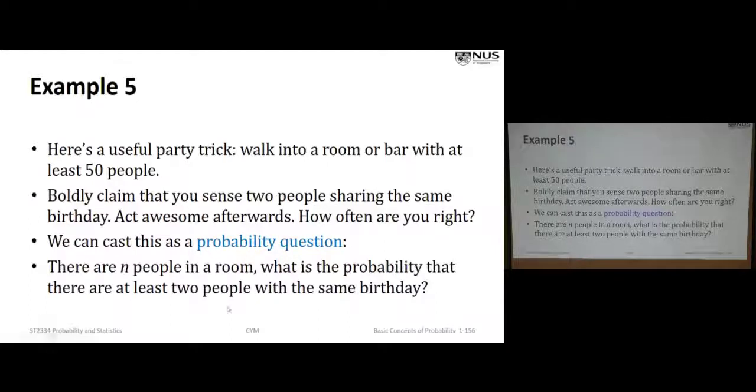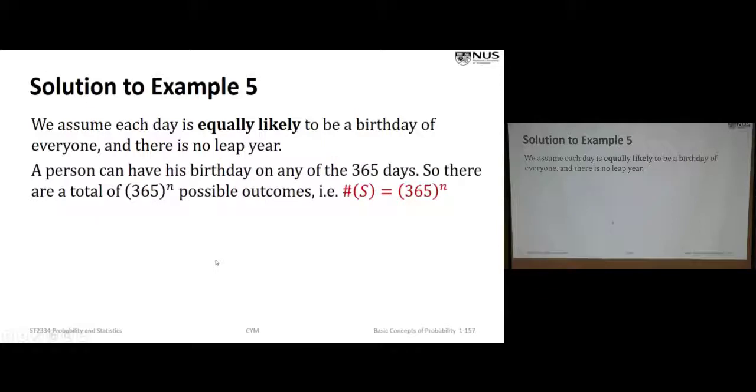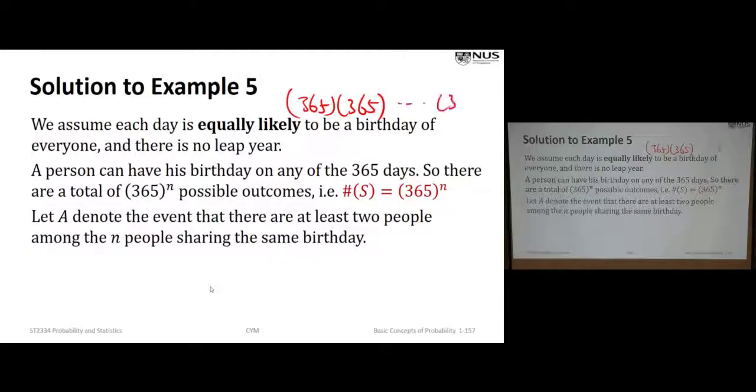So, okay, assume that each day is equally likely and assume that there are only 365 days, no leap years, no 366 days. So each one has their own birthday, so all the possible number of permutations is 365 raised to power n, because the first person has 365, the second person also has 365, and so on. So they're all together n of them. All right, so this is the number of possible ways of the arrangement of the birthdays.